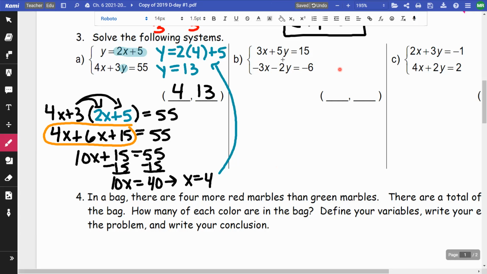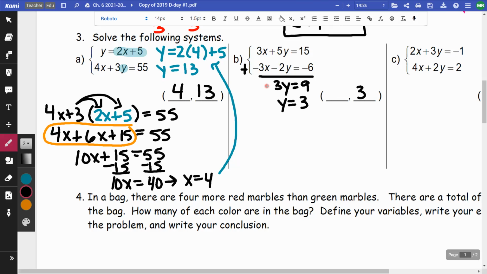On letter B, these are both in standard form. I notice I have a 3x and a negative 3x, so I can use elimination and I could just add these two equations together. And when I do, my x's are going to cancel out. And then my y's, I'm going to get a 3y is equal to 9. Divide by 3 and I get 3.